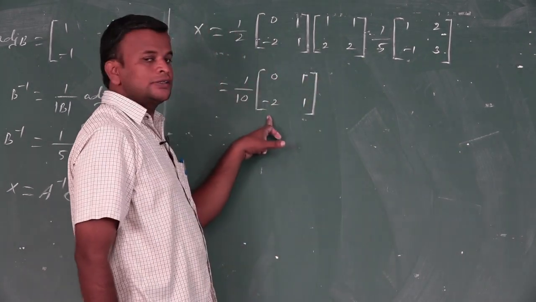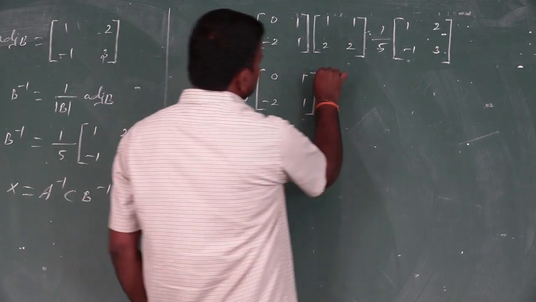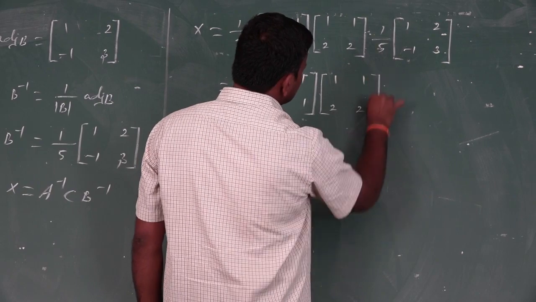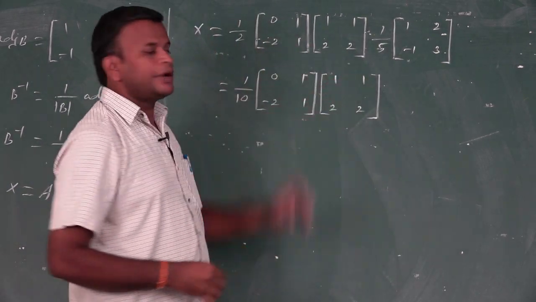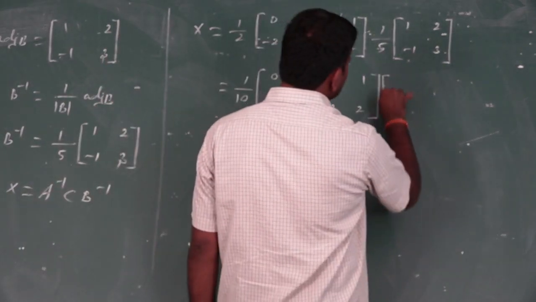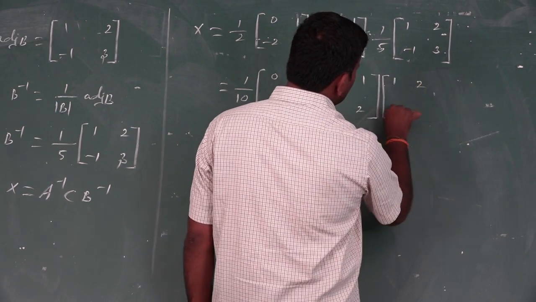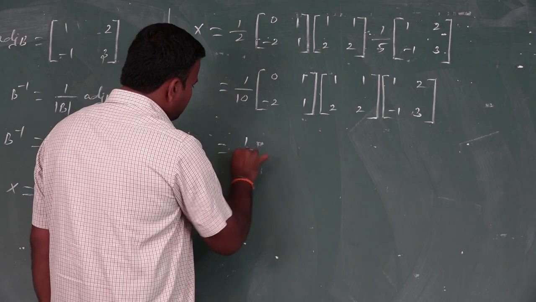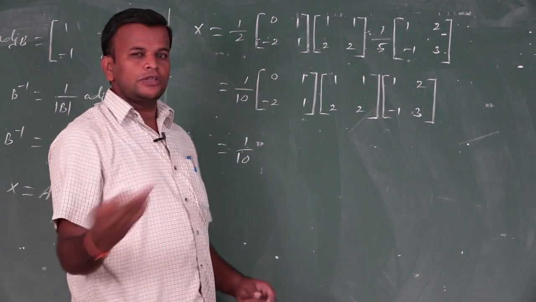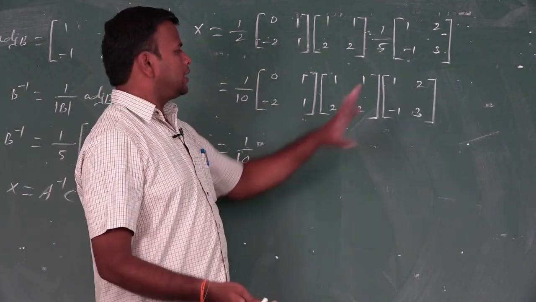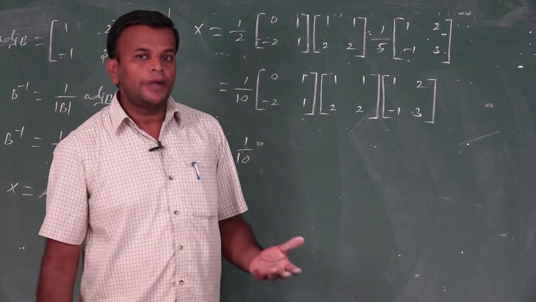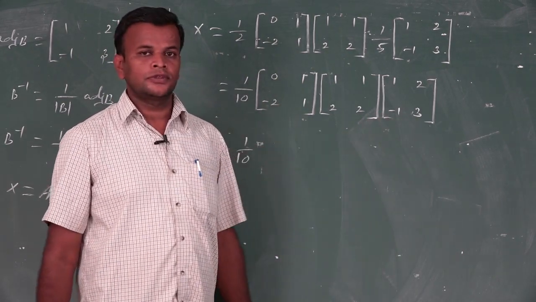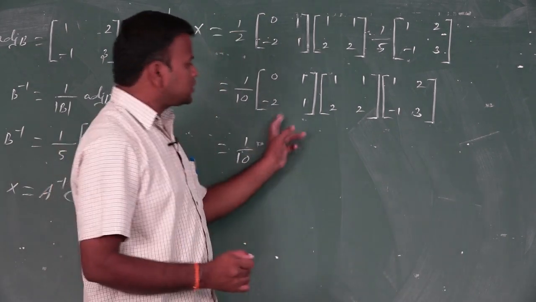This is the first matrix. And the second matrix is 1, 1, 2, 2. Third matrix is 1, 2, minus 1, 3. 1 by 10 of, it is your choice, we multiply any two matrices. That is, we multiply either the first and second, or the second and third. This is your choice. I multiply the first two matrices.